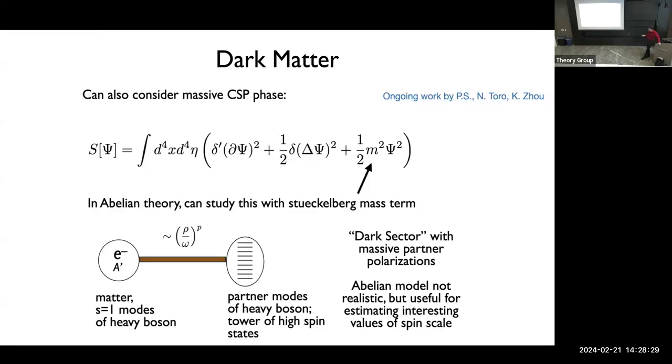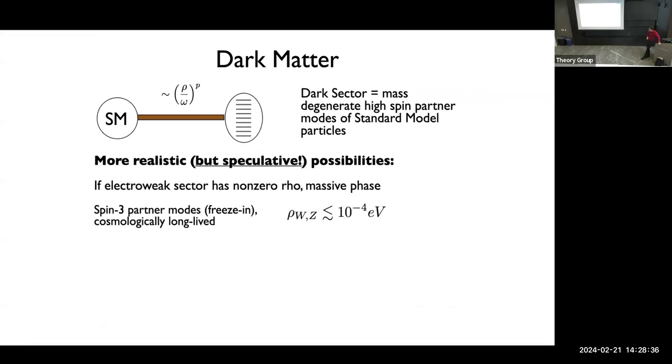Now that's of course not realistic for standard model building. What you ideally want is to know how this works in non-abelian electroweak theory. But if, and now I'm going to speculate even a bit more, if this naive scaling that you get from the abelian models holds, and I think there's good reasons to think that parametric scaling would hold, then you get towers of partner modes, now massive modes, of the W and Z bosons, and you would also get them of matter states in the standard model if matter had non-zero rho.